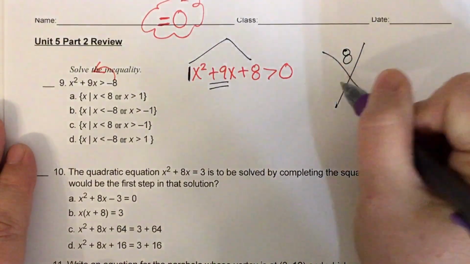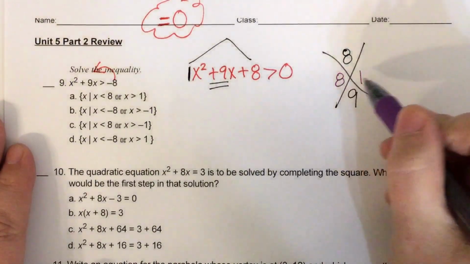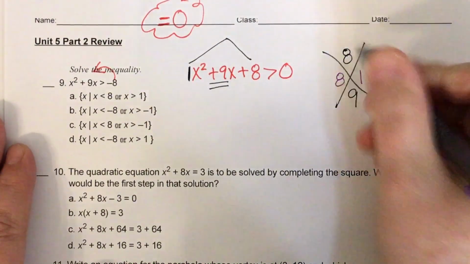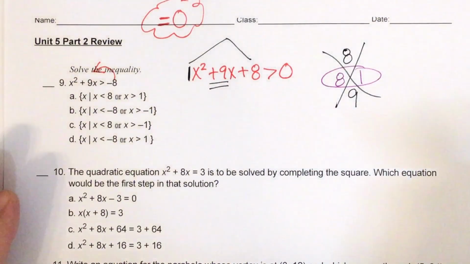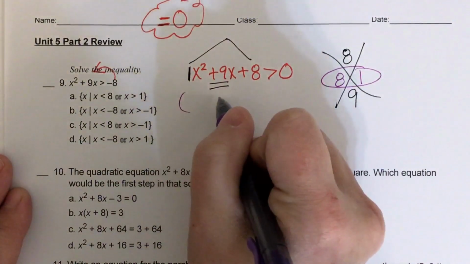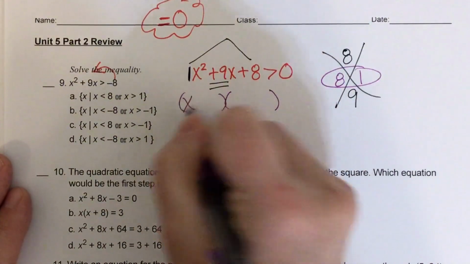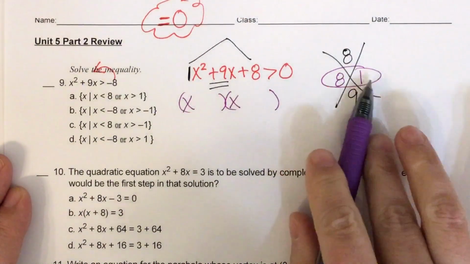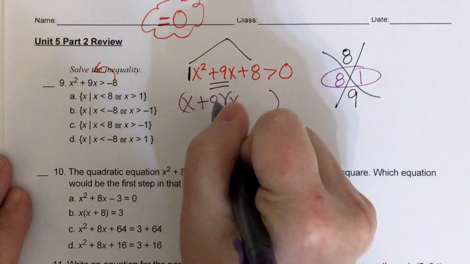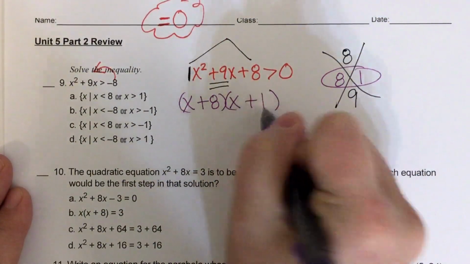Well, that's 8 times 1. 8 times 1 is 8. 8 plus 1 is 9. Hopefully that was easy for you. Because of the 1 in front, I get to go straight to the parentheses. Whatever letter you're working with goes in the front, and the numbers you found go in the back. So positive 8, positive 1.